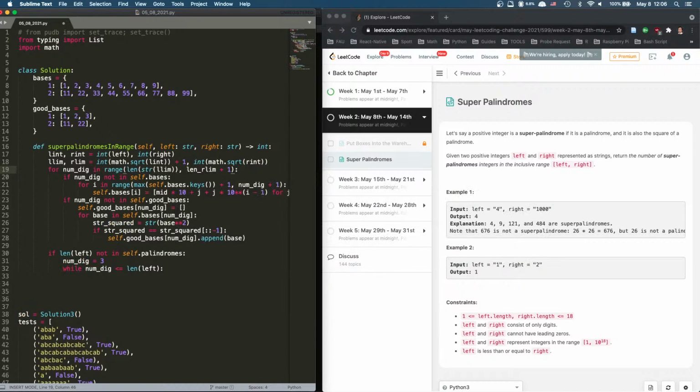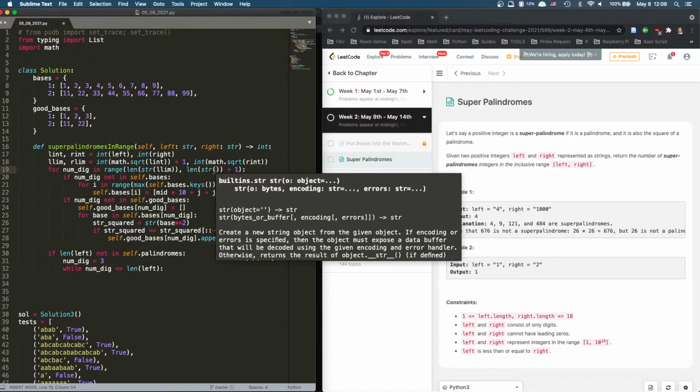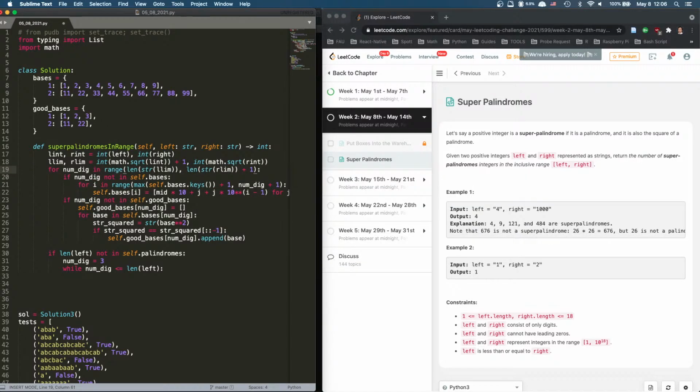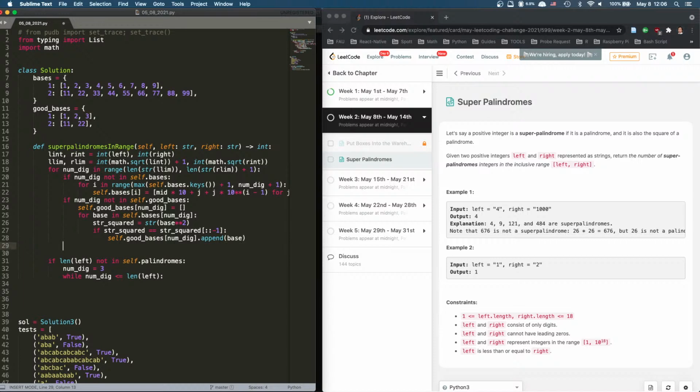That's fine. And this is going to be len str right limit plus 1. So this is just to get the total range, right? That's for each number of digits. We get its base, and after we get a base, we try to look it into the good bases, right? And then once we find a good base, we append the base if it is a palindrome. So we go through everything in the base afterwards. So this is just to populate it.